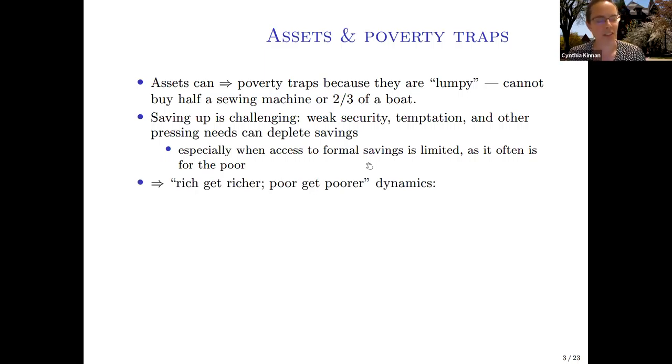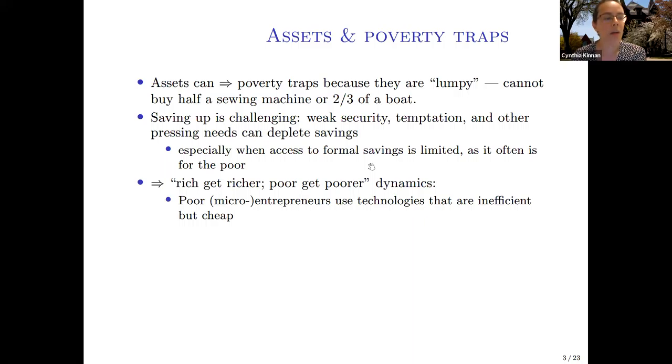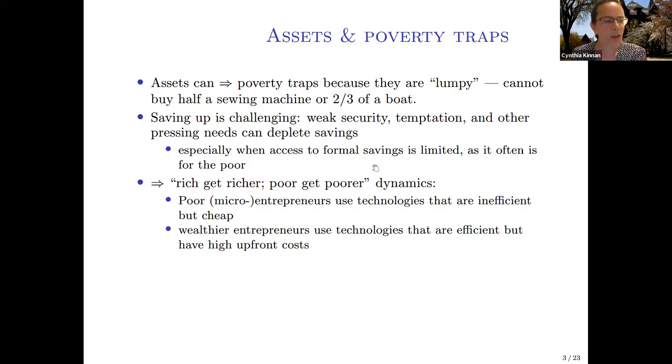The combination of these two things, that you need money to earn money, that you need an indivisible asset in order to earn more money or earn money at a faster rate, can lead to rich-get-richer, poor-get-poorer dynamics, where poor microentrepreneurs use technologies that have low upfront costs but are inefficient, while wealthier entrepreneurs use technologies that are more efficient but have high upfront costs. As one example, the inefficient but cheap technology is sewing clothing by hand, and the more efficient technology is to buy a mechanized sewing machine that requires a significant upfront cost, but then allows me to turn fabric into clothing much more efficiently.